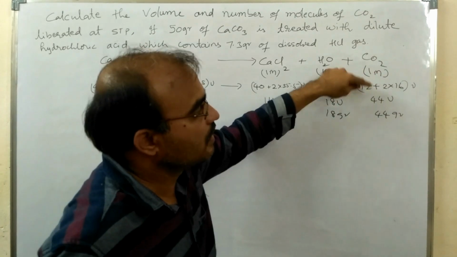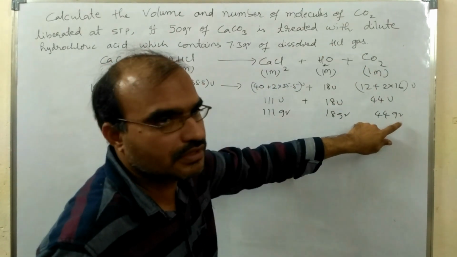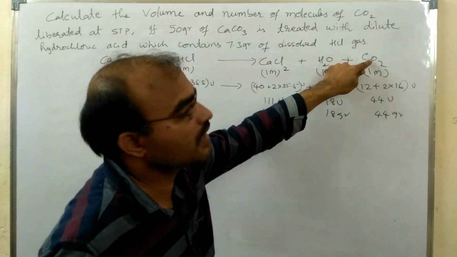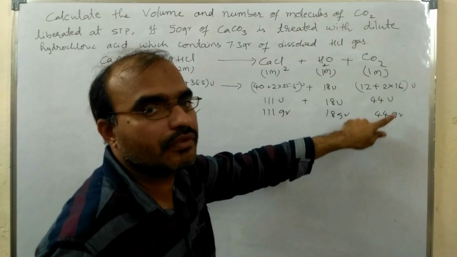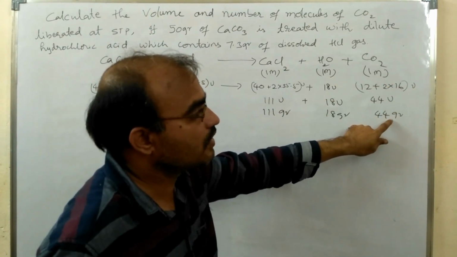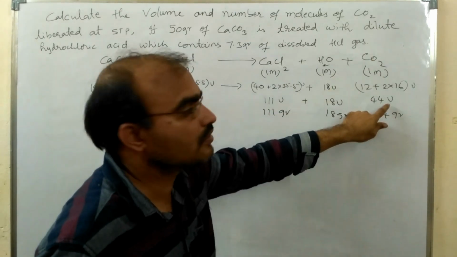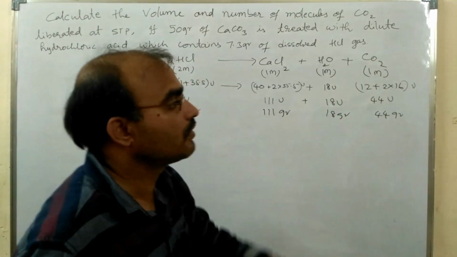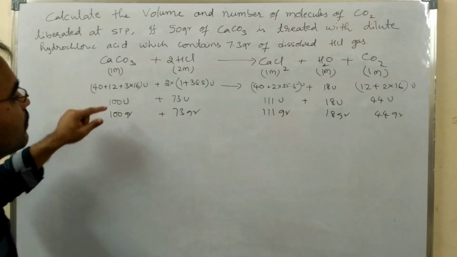44 u means it is the mass of only one carbon dioxide molecule. 44 grams means it is the mass of 1 mole of carbon dioxide gas, nothing but it contains 6.023 into 10 power 23 molecules. This is the mass of 6.023 into 10 to the power of 23 carbon dioxide molecules, whereas 44 u is the mass of only 1 molecule of CO2. Remember that. Now, we have to understand the balanced chemical equation once again.